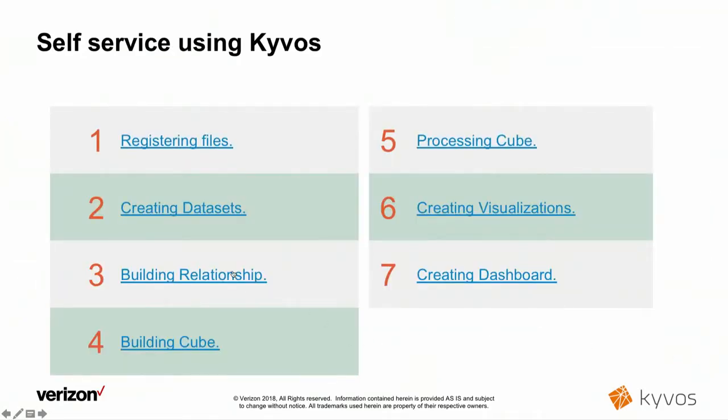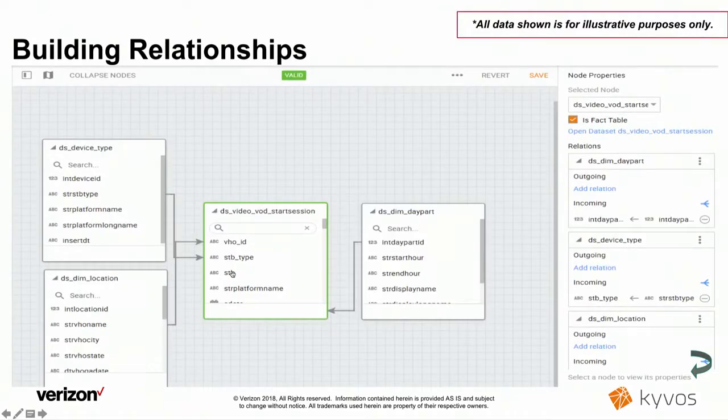The next step is building relationships. Here again, it's all UI driven. Here we are trying to define, from the tables that you have decided on, how my fact and dimensions are related. Is it a one-to-one relationship, one-to-many, or many-to-many, and so on. So this is how we do it.